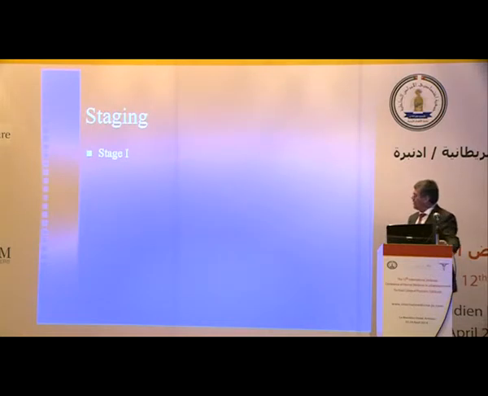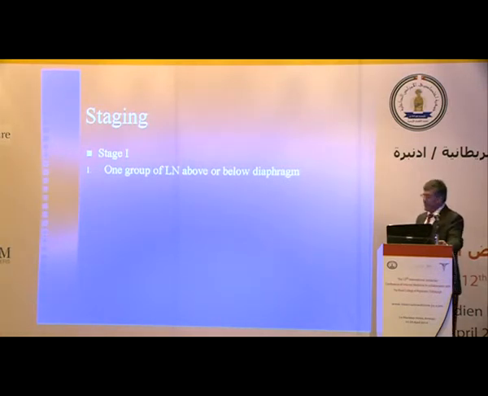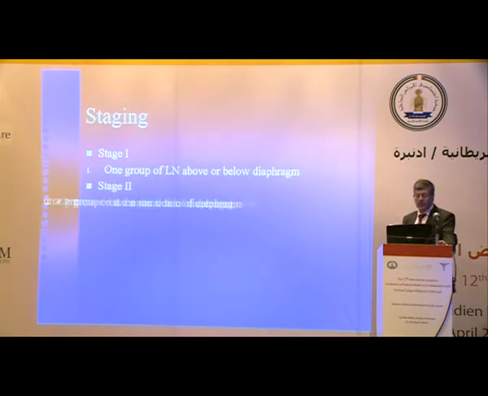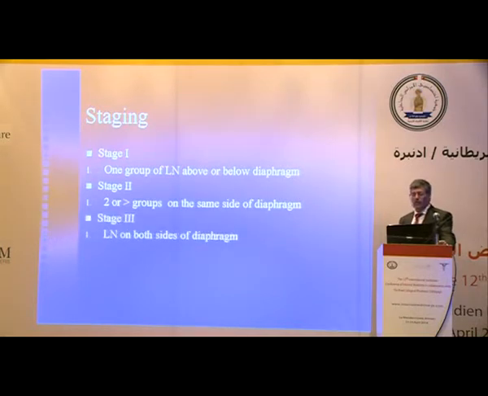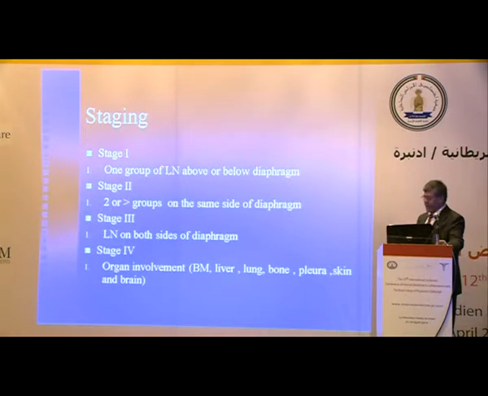What about staging of lymphoma? Staging is divided into 4 stages. Stage 1 is when lymphoma affects one group of lymph nodes, either above or below the diaphragm. Stage 2 is when we are dealing with 2 or more groups of lymph nodes on the same side of the diaphragm, either above or below. Stage 3 is when we are dealing with lymph nodes above as well as below the diaphragm. Finally, stage 4 is when we have organ involvement.